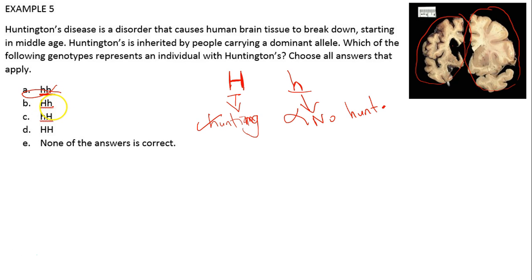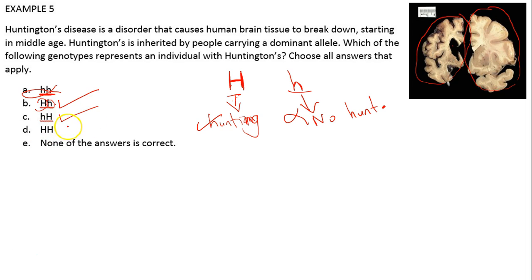Next one, big H, small h. Alright, they have one allele for Huntington's, that one, and one allele for no Huntington's. But because Huntington's is dominant, then we know they're going to have Huntington's. Alright, so that is correct. Alright, small h, big H is the same thing as B, just flipped around. So that is also correct.